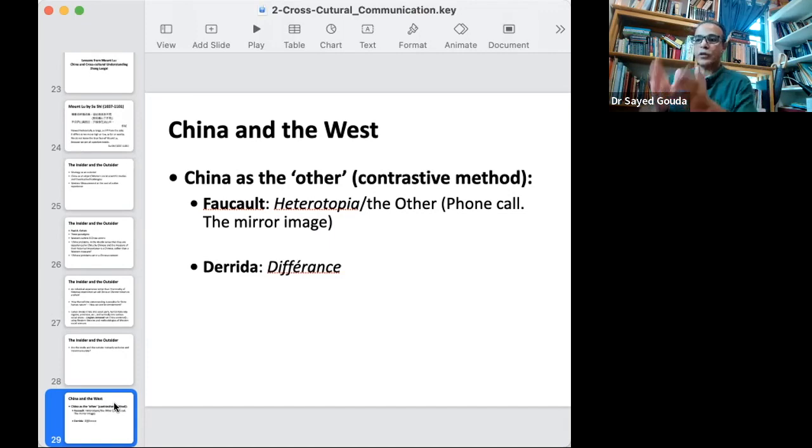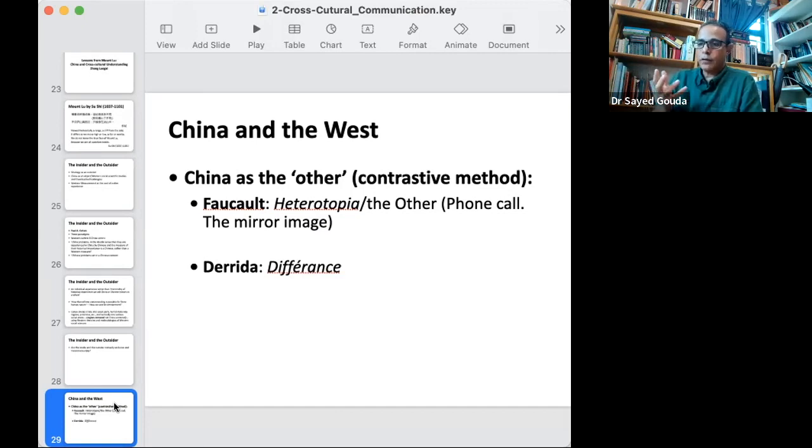So here Foucault: hetero meaning other, heterotopia meaning other place. So China is the heterotopia. To Michel Foucault, China is the heterotopia, the other country, the other place. There is the West and there is China, okay?